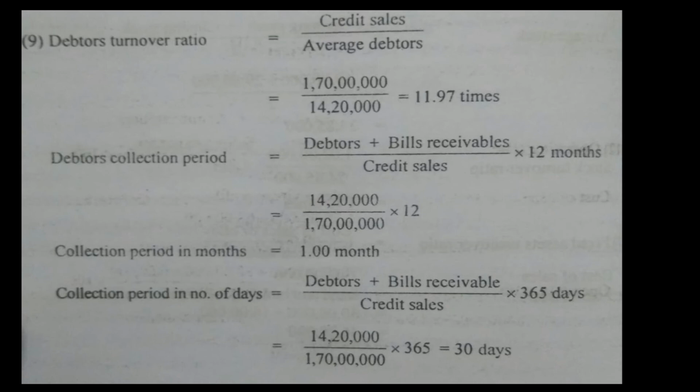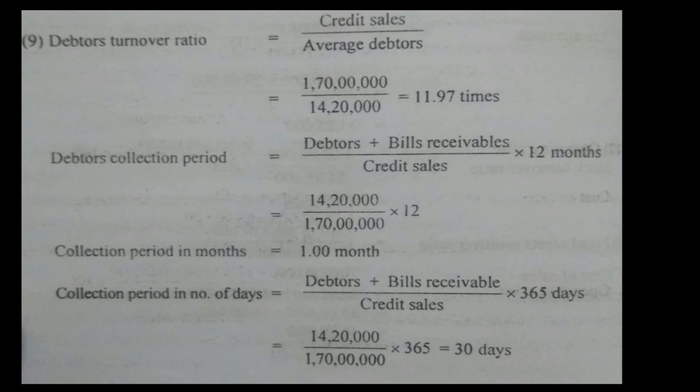9. Debtors turnover ratio now: credit sales by average debtors. Credit sales we know is 1 crore 70 lakh. Total sales and credit sales are one and the same. Then divided by average debtors. Average debtors is nothing but the closing debtors, that is my 14 lakh 20,000. The answer will be 11.97 times.